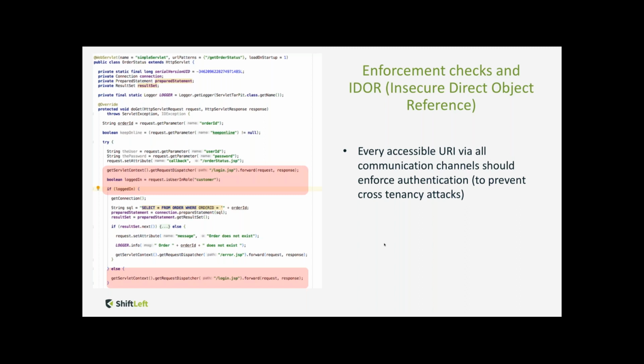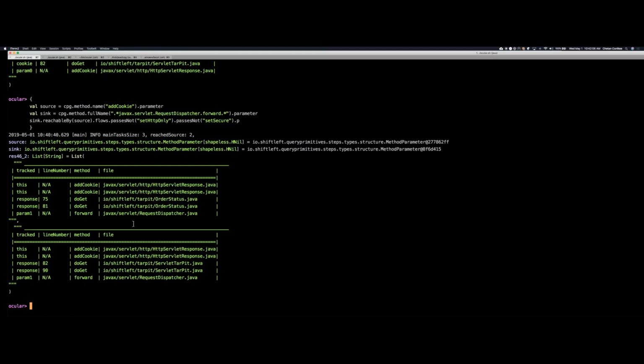And even worse, it reflected back the primary key from the database. So it carried two symptoms. One is lack of authentication. The other is indirect object reference. And how can we query all of your REST interfaces in all of your applications to identify if it carries these symptoms? So let's quickly again switch back to the console and ask Ocular if this code snippet carries these conditions.